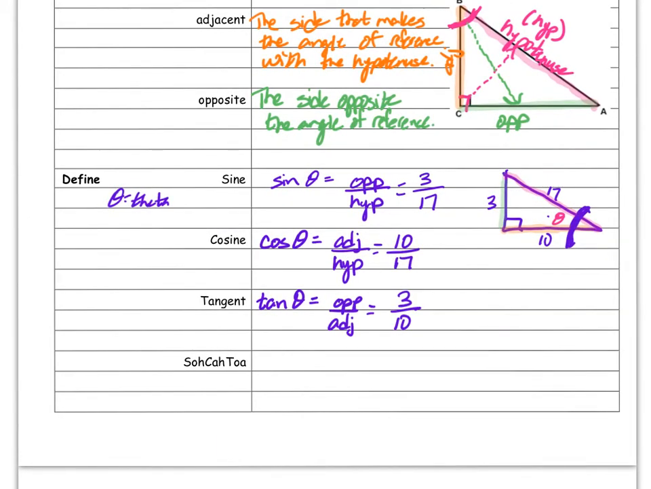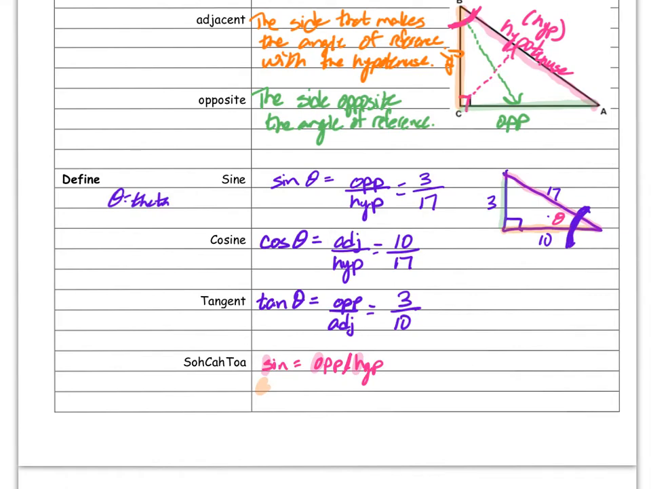And then we have this weird word here that's called SOHCAHTOA. It's just a mnemonic way for you to remember what sine, cosine, and tangent equal. It's the first letter of each word, and so it says sine equals opposite over hypotenuse. It's just the first letter of each word. Sine equals opposite over hypotenuse.